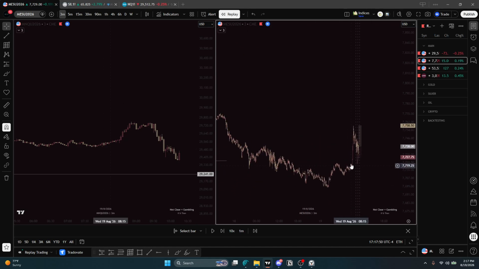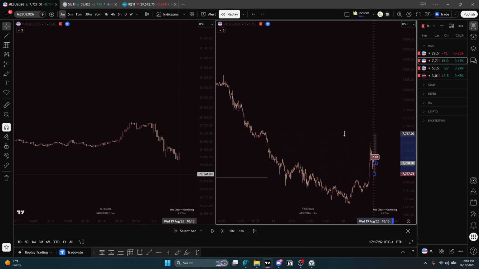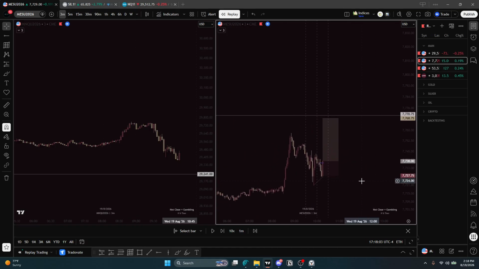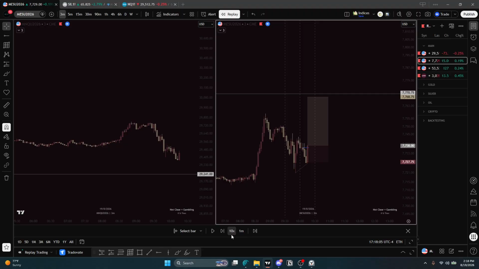Honestly, I would probably just shoot for a 2R. But in reality, a 3R was achievable because it's not the major liquidity. So, how do we get there? Let's see if it's clear. So we chop for a little bit.